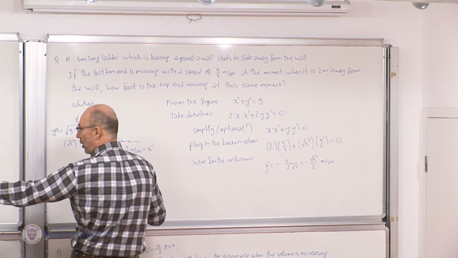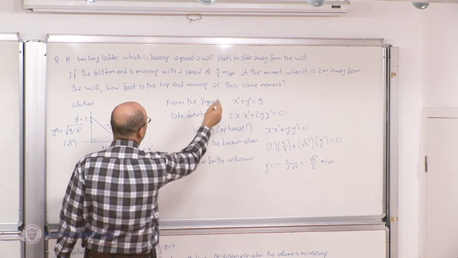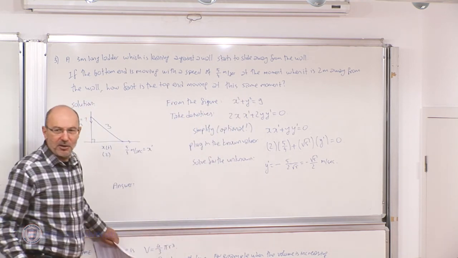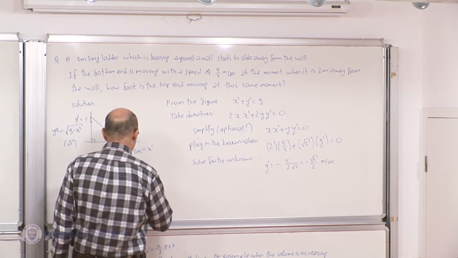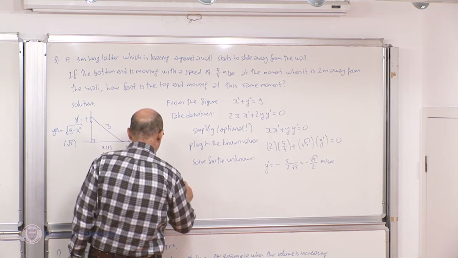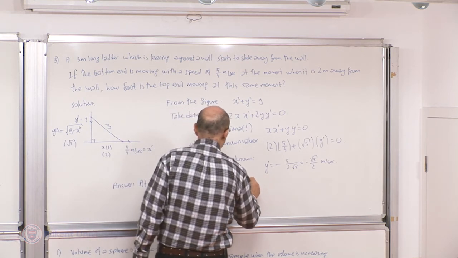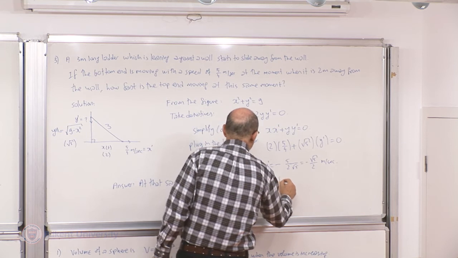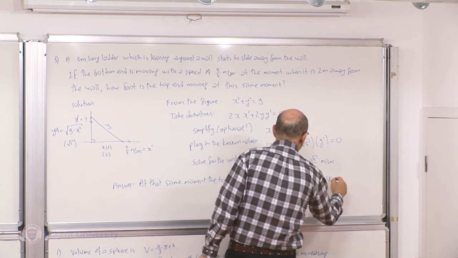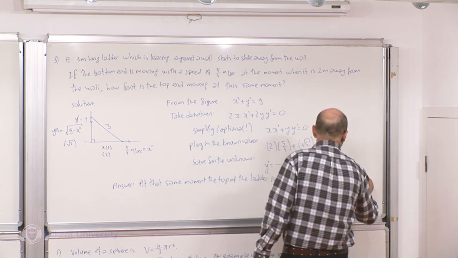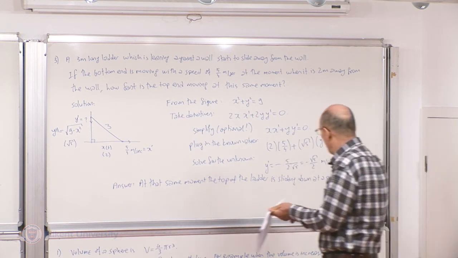So answer. I'll do the same thing here. Since the story says at that same moment, let us be funny and use the word same. At that same moment, the top of the ladder is sliding down at a speed of square root 5 over 2 meters per second. So this is the answer.